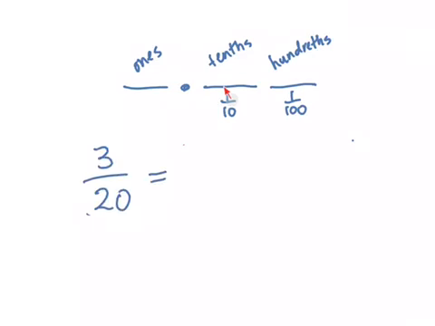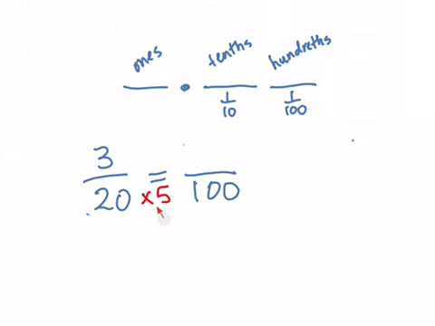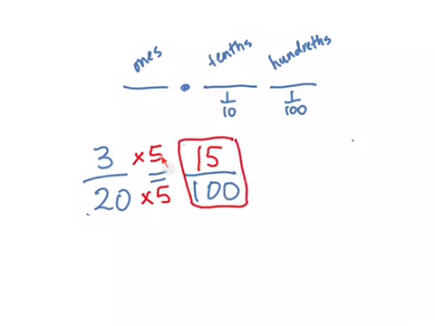So I need to make an equivalent fraction with either a denominator of 10 or 100. In this case, I'm going to use 100. And so I have to ask myself, 20 times what gives me 100? Well, I know 20 times 5 equals 100. So to make an equivalent fraction, I need to multiply the denominator and the numerator by the same thing. So 3 times 5 is 15. So the equivalent fraction to 3/20 would be 15 hundredths.